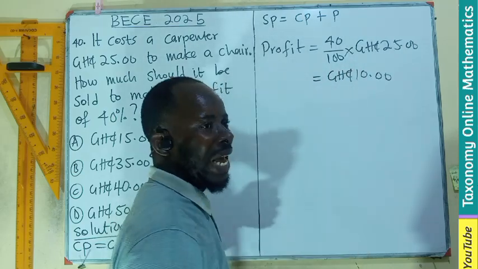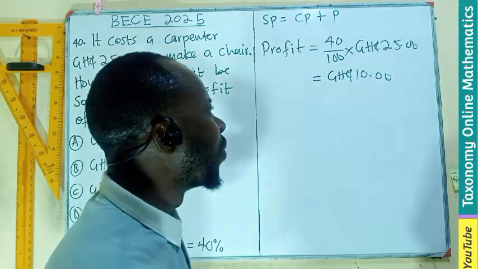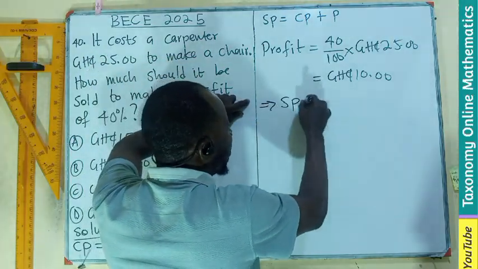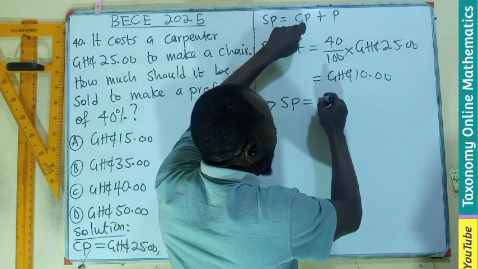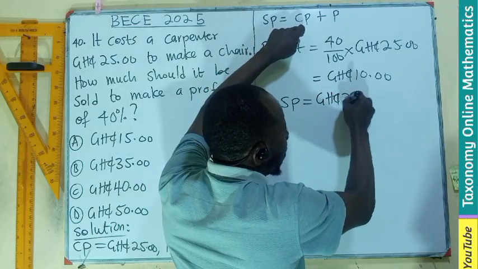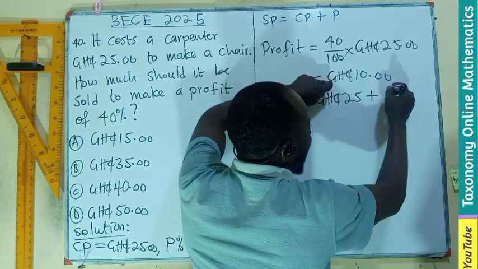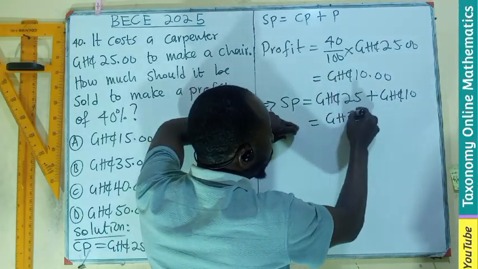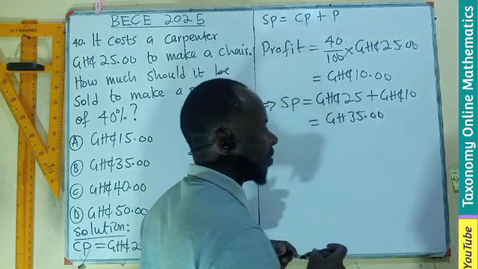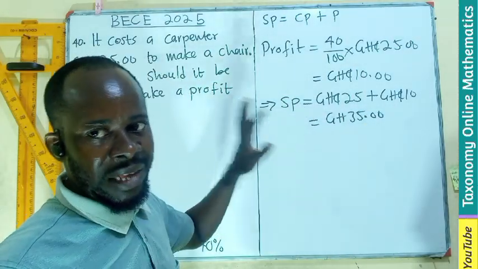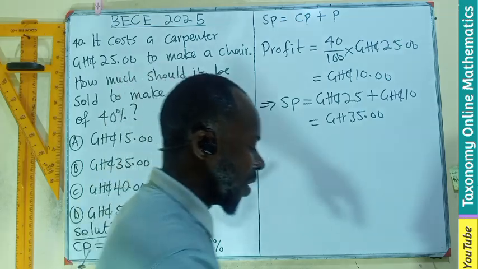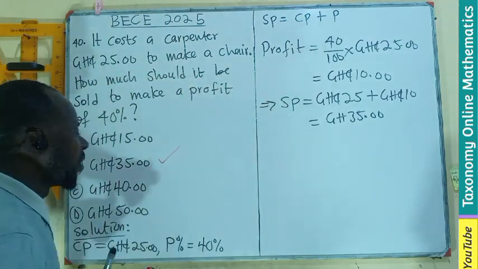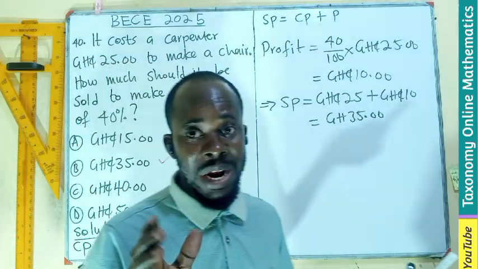So the profit incurred in terms of money is 10 cedis. That implies that the selling price, how it should be sold, is the cost price plus the profit made, which in total will give you 35 cedis. So this is what you're looking for, the selling price. We have gotten the selling price already: 35. Now that is just one aspect.